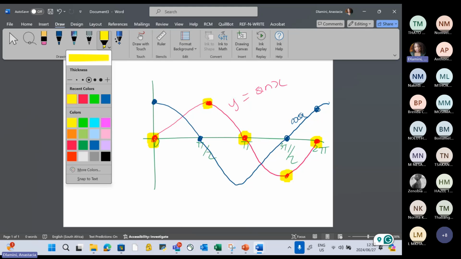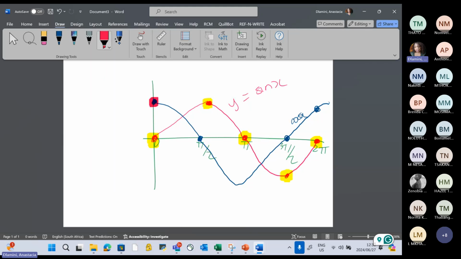And I come back and say, okay, cos. What is cos of 0? What is the y value? Thank you. What is the y value at cos of 90?